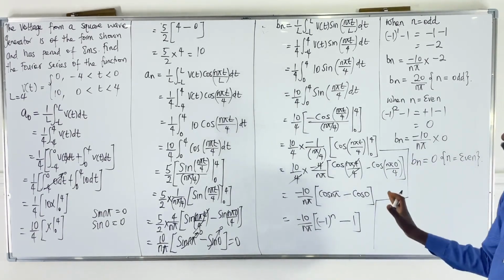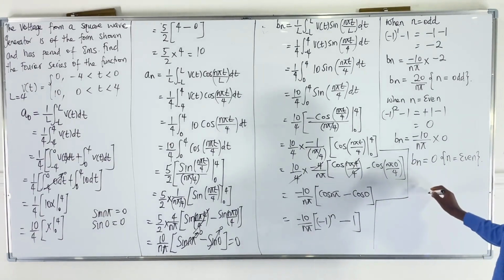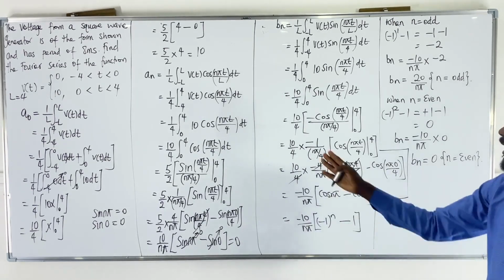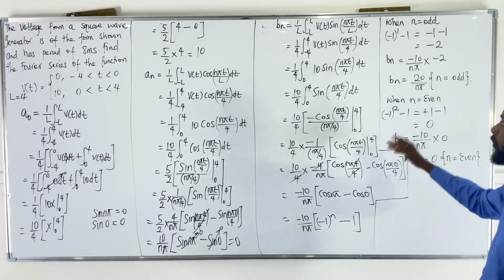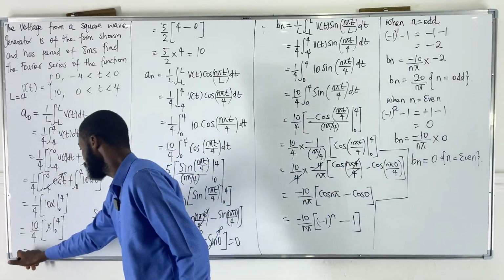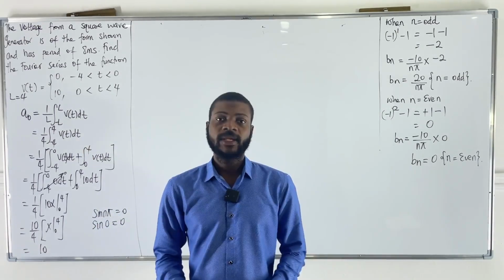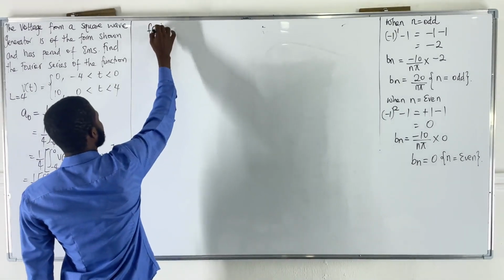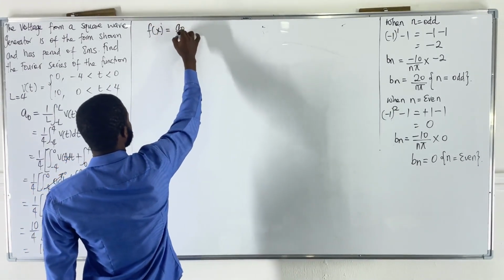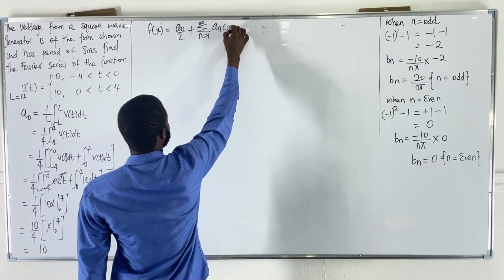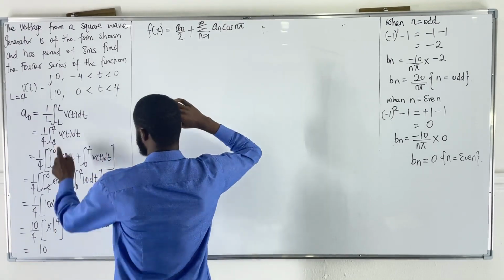Now I want to wipe the board, so I'm going to keep my answers here. Okay, my a sub n is 0. The b sub n answer, I don't need to wipe, I'll just clean this part. Then this is equal to 10. So let's get the Fourier series of that very function. Now f of x will equal a naught over 2 plus the sum from n equals 1 to infinity of a sub n cos n pi. Oh, this is in terms of t.